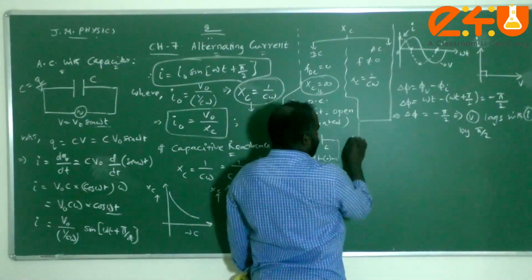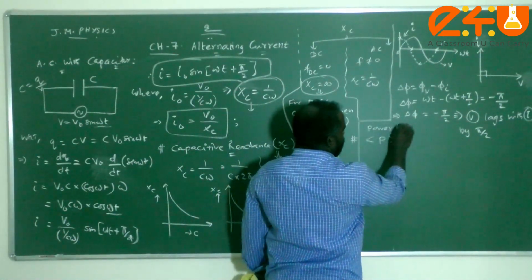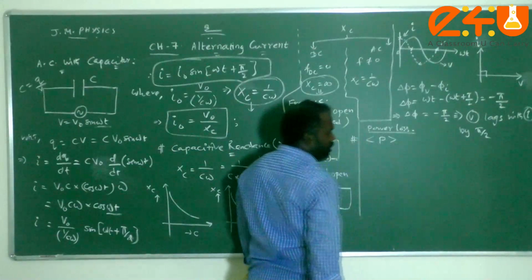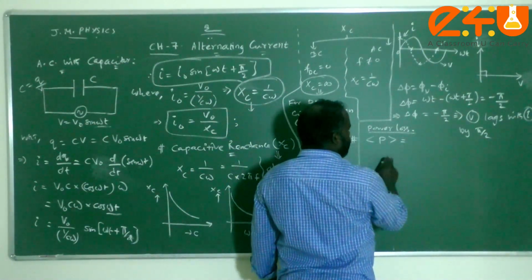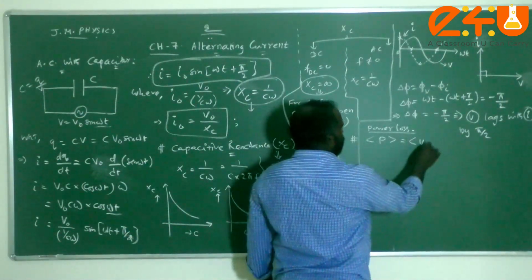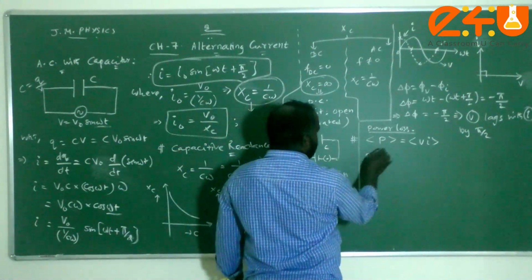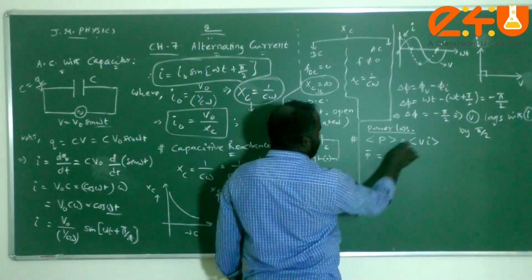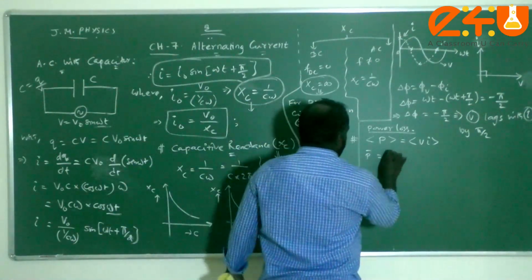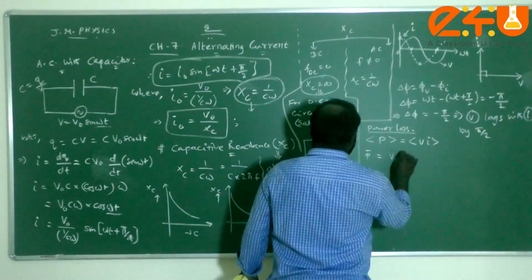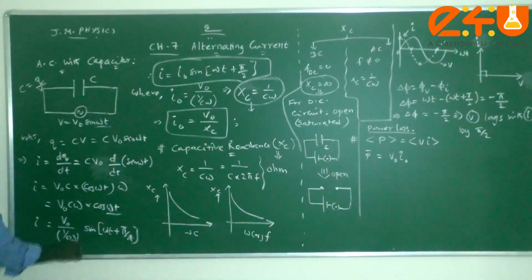The next thing we are going to discuss is average power, that is, the power loss in a capacitor circuit. Generally, power is equal to voltage into current. Therefore, here we find the time average over one time period. So P average, or P bar, is equal to V into I, taking the constant terms outside: V naught I naught, and sin of 90 plus theta is nothing but cos theta.